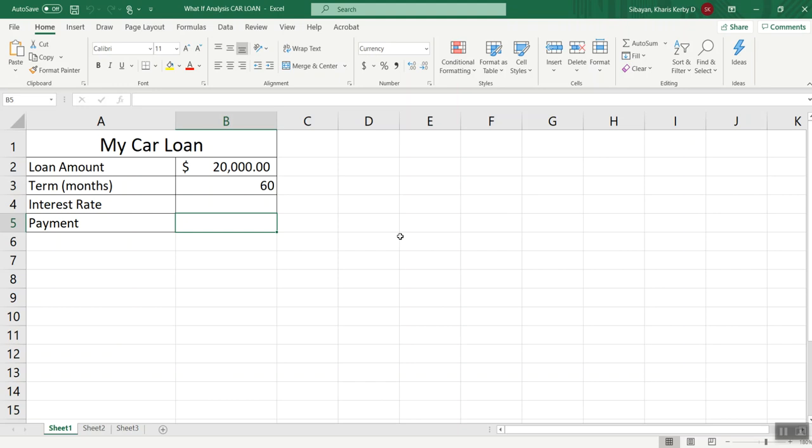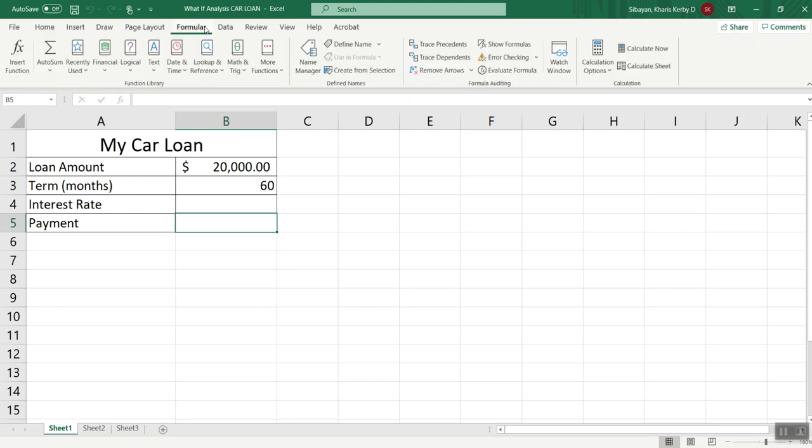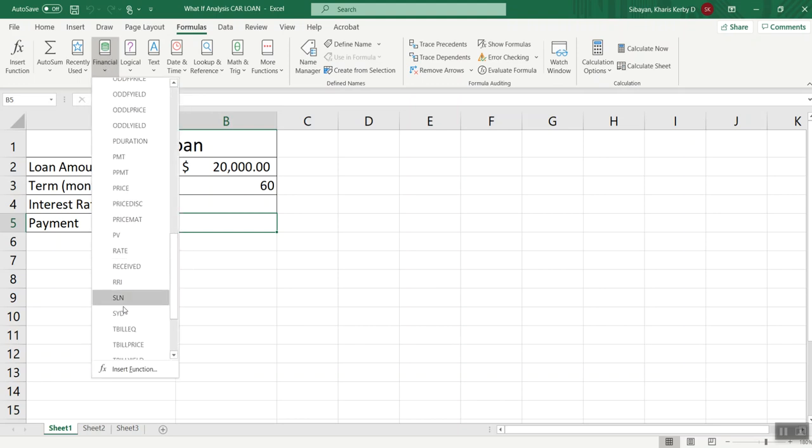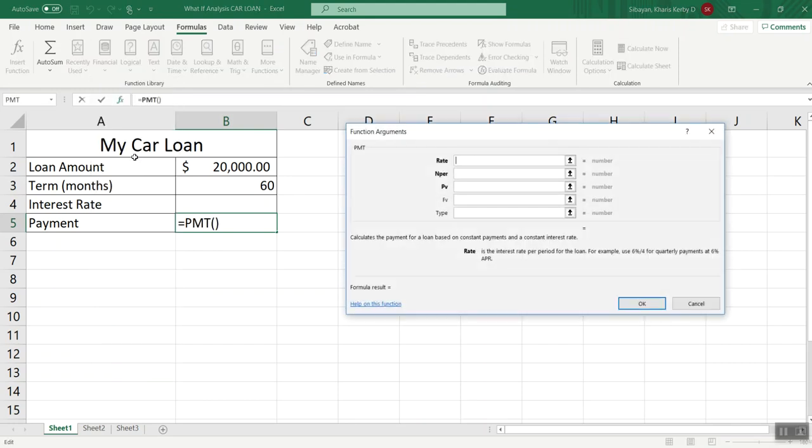So, given 20,000 and 60 months, the maximum number of years for the car loan, we need to set up a function in B5. Let's click on Formulas. Make sure you're in B5. Go to Financial. Under your Function Library, Financial, scroll down and go to PMT, which is this one.